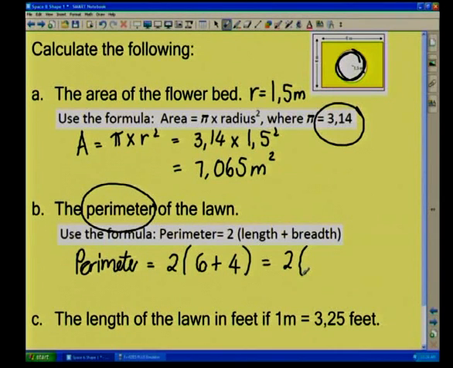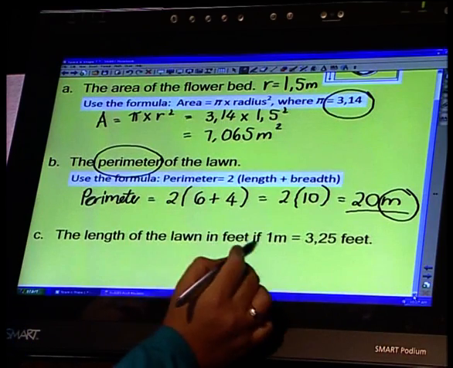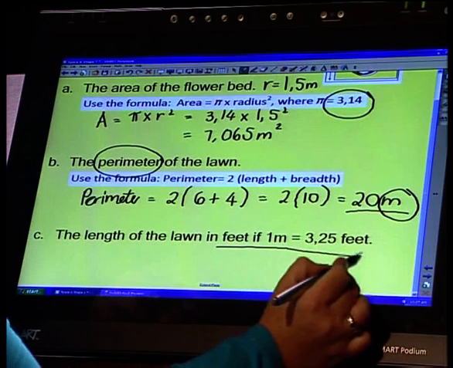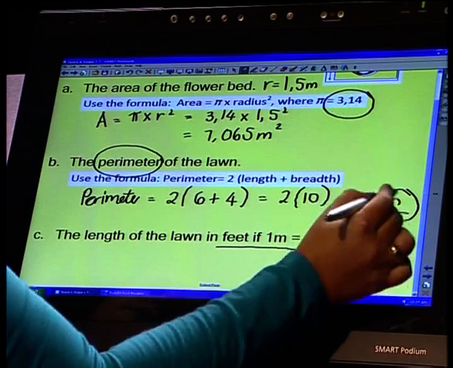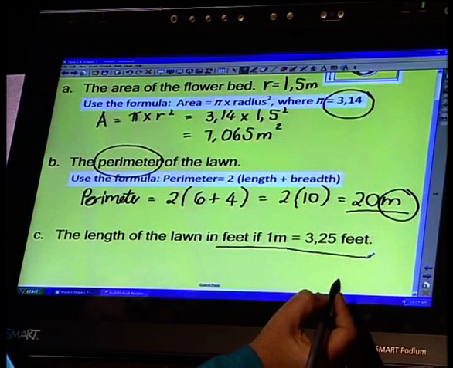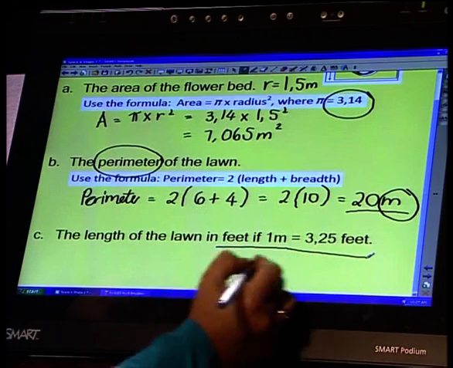2 times 6 plus 4 is 10. 2 times 10 is 20 meters. Please note, perimeter is just meters, not meters squared, because it is a distance. It is not an area. Right, now our favorite type of question. The length of the lawn in feet if 1 meter is equal to 3,25 feet. So I need to take that answer of 20 meters and I need to convert it to feet.